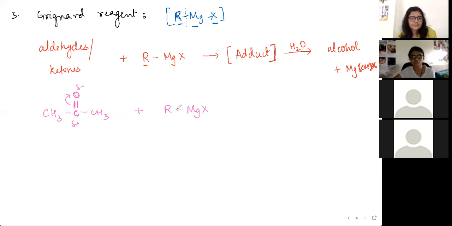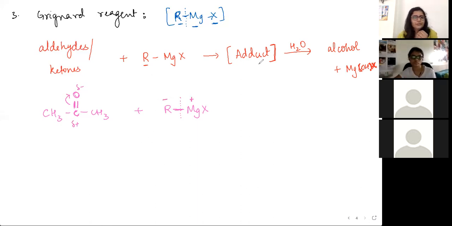Now look at Grignard reagent. What do you think the charge separation would be like if this bond were to break? Where would the electrons go? Towards R. Magnesium is electropositive. It will not get a negative charge. So this will have a positive charge and this will have a negative charge.